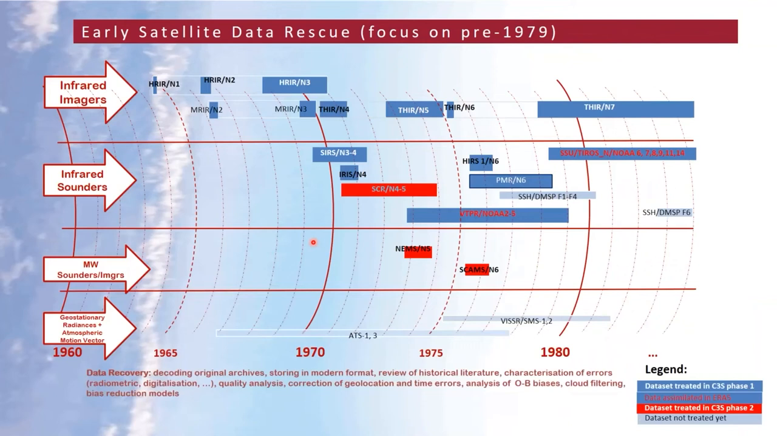Touching on the early satellite data rescue then, I've mentioned our use of VTPR and the benefits we realised from that. The blue boxes here represent data sets that have been recovered in the first Copernicus phase that ended last year, and the red boxes indicate those sensors that will be tackled in the next phase. So you can see there's a reasonable smattering of early satellite data sets that we would hope to extract some benefit from in ERA6 and subsequent reanalyses.